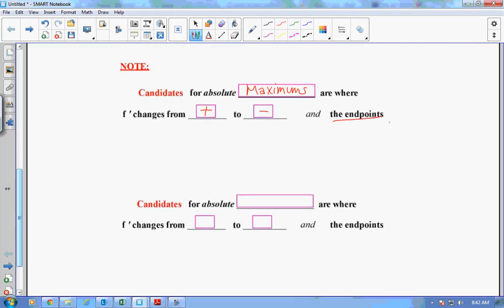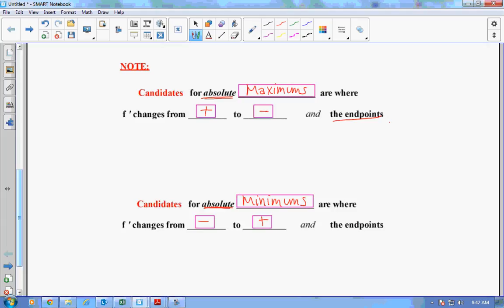Candidates for absolute minimum, and remember this is absolute, not just relative, are where f prime changes from negative to positive, and it could be the endpoints. So keep those endpoints in mind.